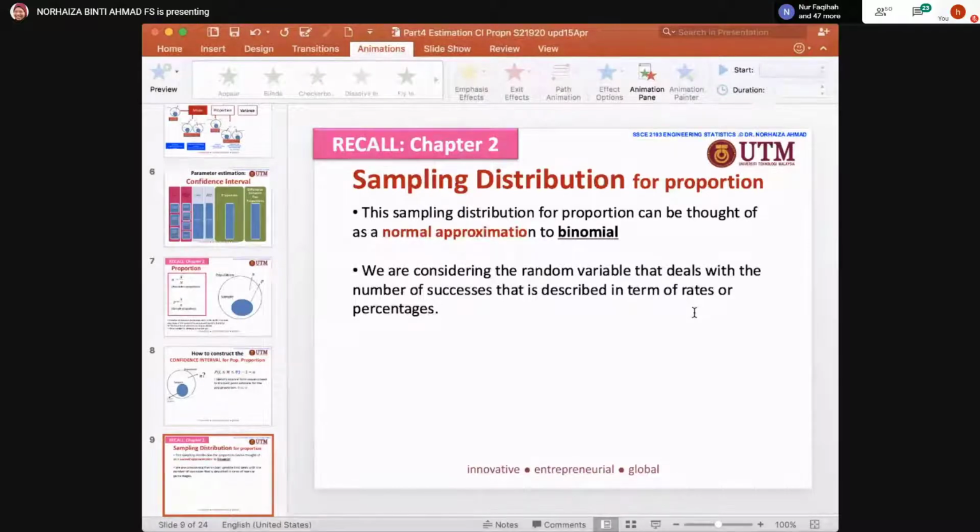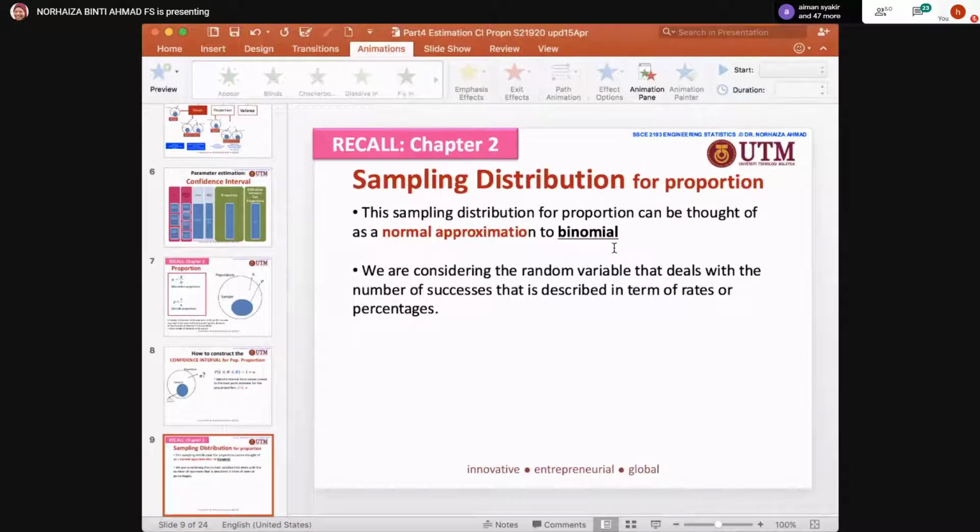Recall also from your sampling distribution for proportion, because you're going to use this to get your interval, that if your n is large, it can be approximated as normal, because proportion initially comes from a binomial setting. For example, let's say you want to find the proportion of students who are wearing spectacles. Students are either wearing spectacles or not, so there are two possibilities. So initially it is from a binomial distribution, but when you have a larger sample size, it can be approximated by a normal distribution.